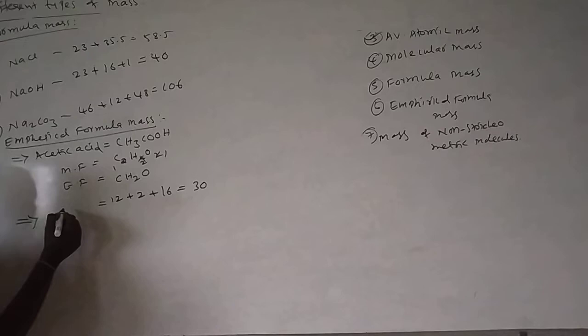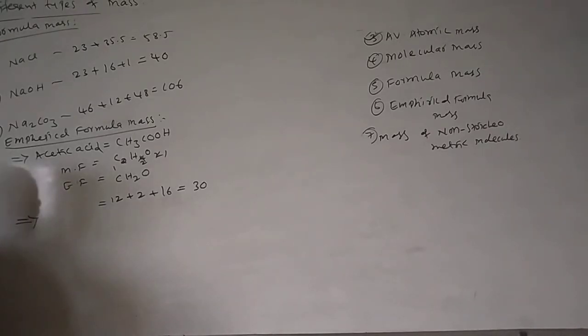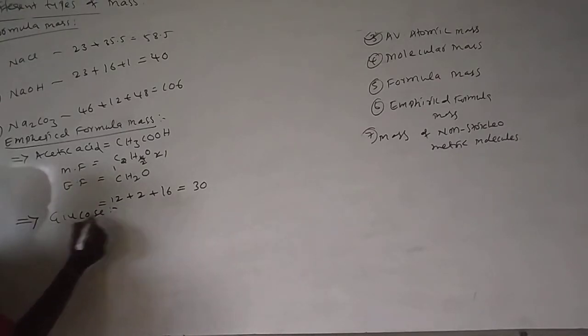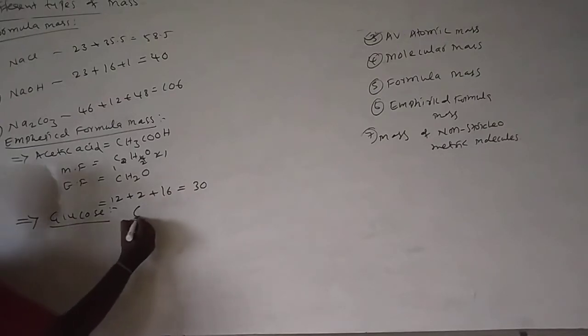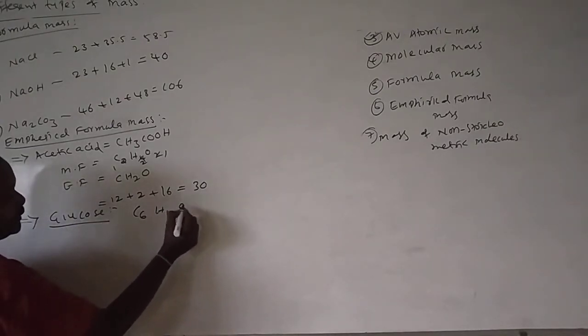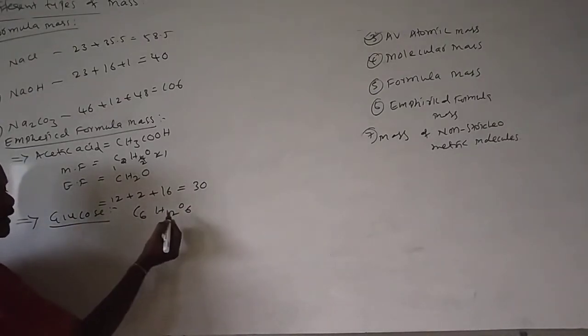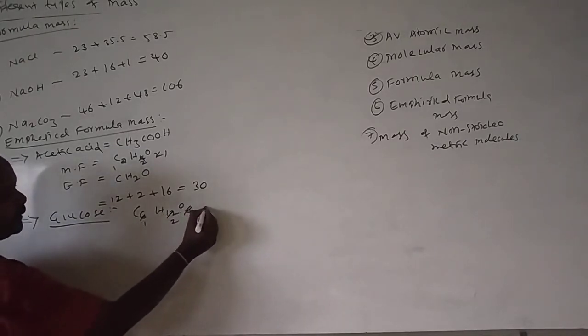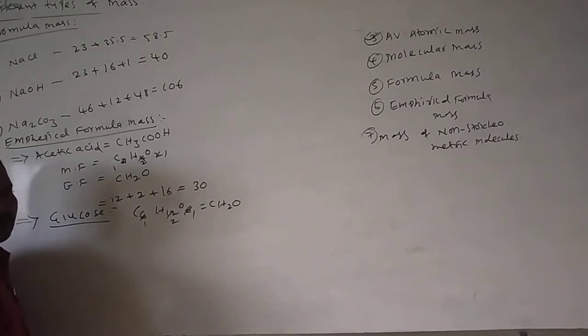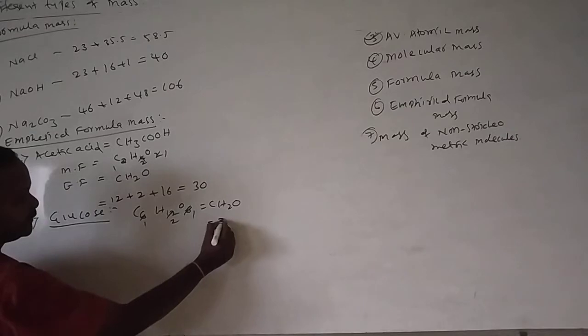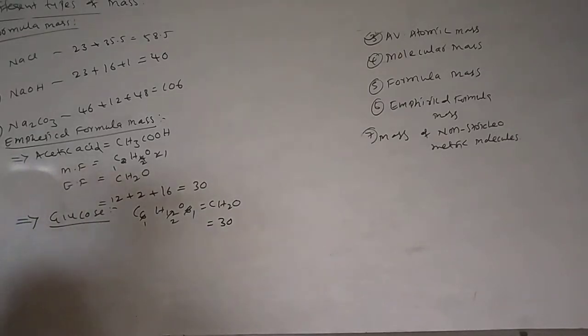Empirical formula mass of glucose. What is the formula of glucose? C6H12O6. Multiply, divide with the simplest number: 6 ones are 6, 6 twos are 12, 6 ones are 6. What is that? CH2O. Here the empirical formula mass of this molecule is 30.